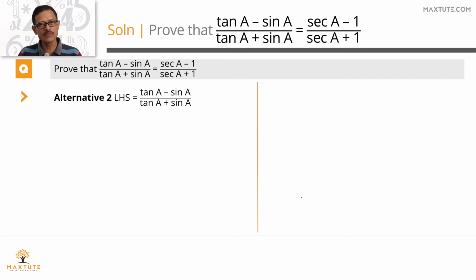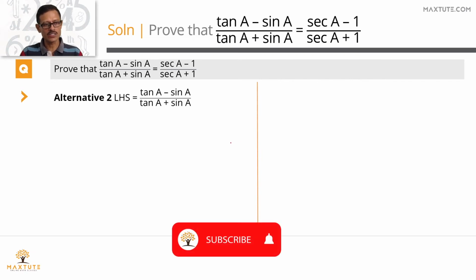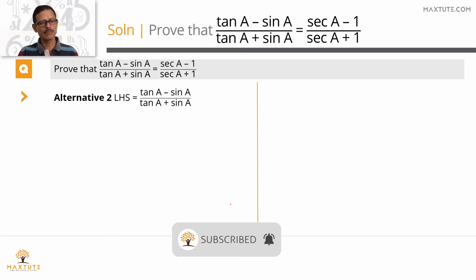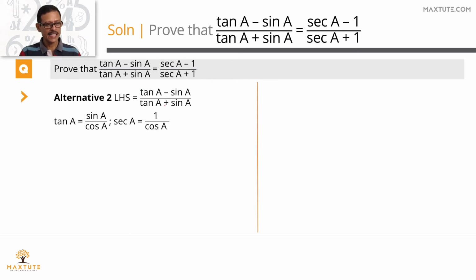We know tan A is equal to sin A by cos A. And we know secant A is equal to 1 by cos A. What we need to prove is tan A minus sin A divided by tan A plus sin A is equal to secant A minus 1 by secant A plus 1. The LHS, let's start by rewriting this tan A as sin A by cos A, exactly the same way as what we did in the first part, right? Alternative 1, we wrote the cot A as cos A by sin A. Here we are writing the tan A as sin A by cos A.